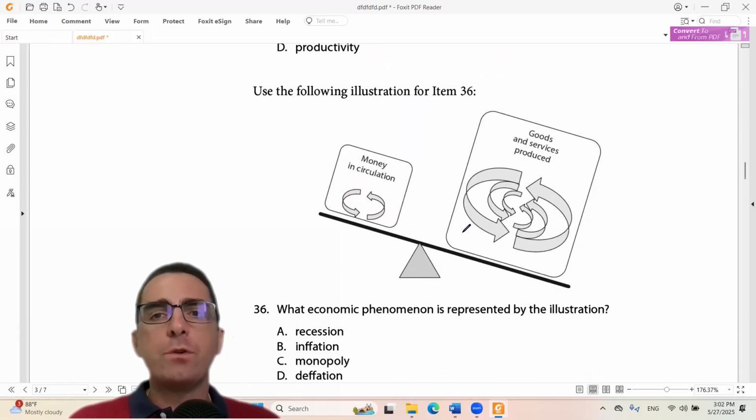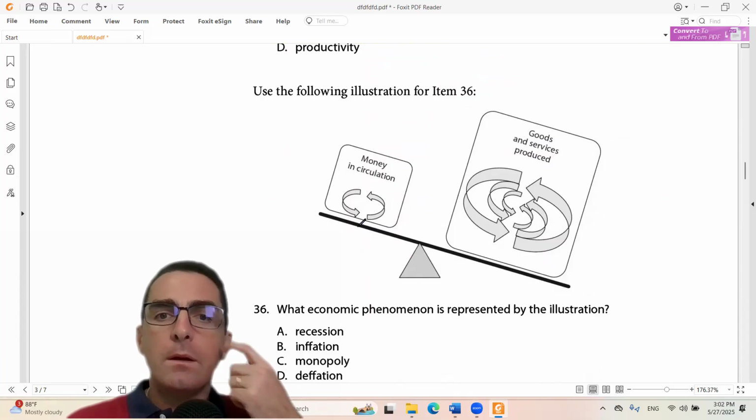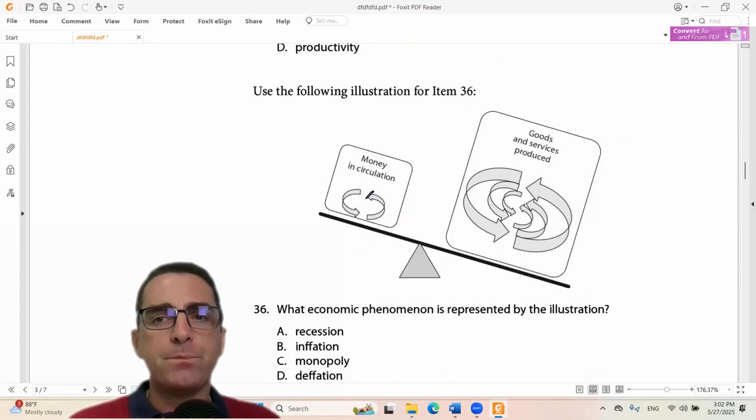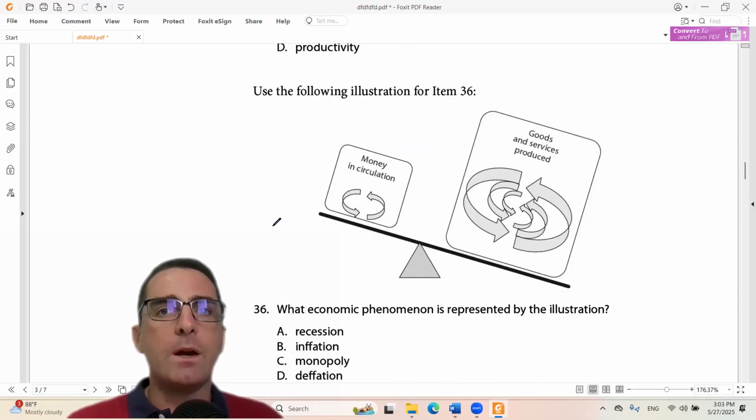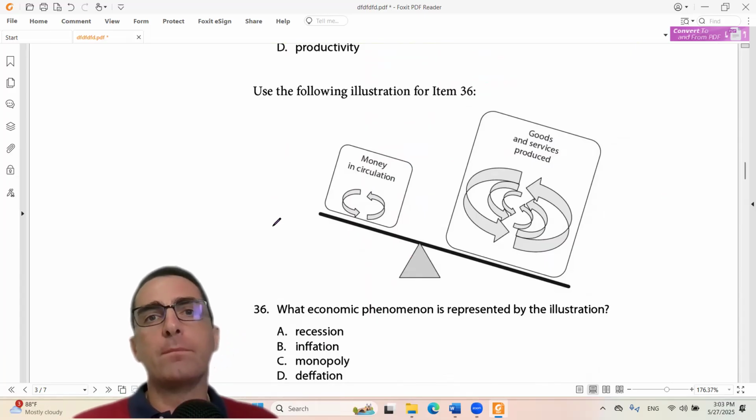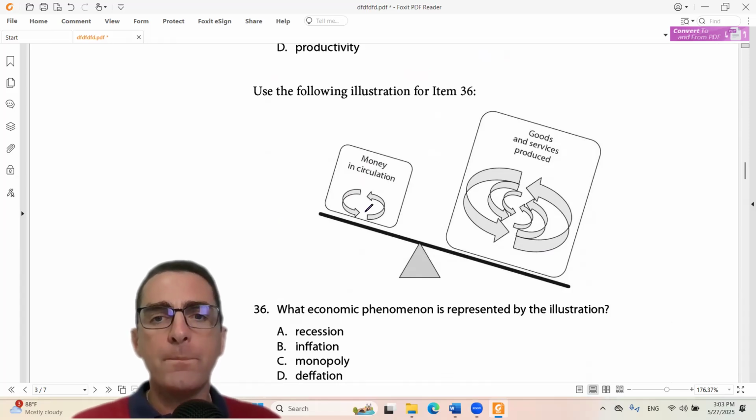Use the following illustration for item 36. So what do we got? We got scales here, or like a seesaw. And we have money in circulation and goods and services produced. Here we can see that money in circulation is the amount of money in the economy that people have access to, the amount of money that's circulating in cash form. And for goods and services produced, we can see that's a much heavier load on the right hand side of the seesaw here.